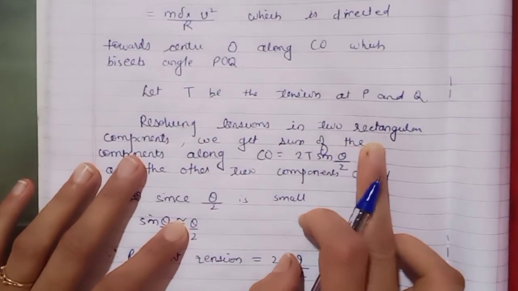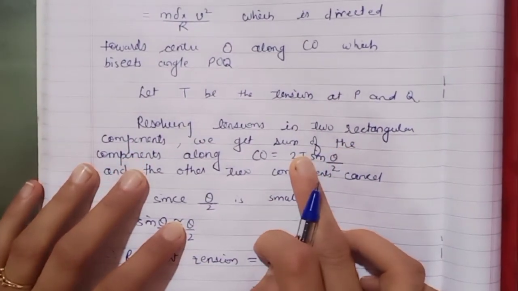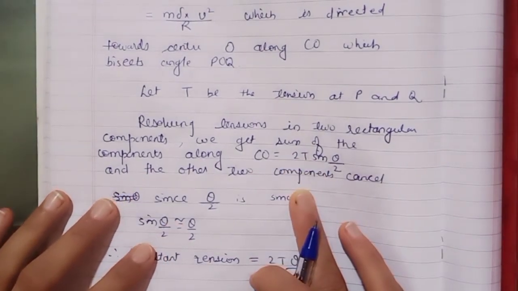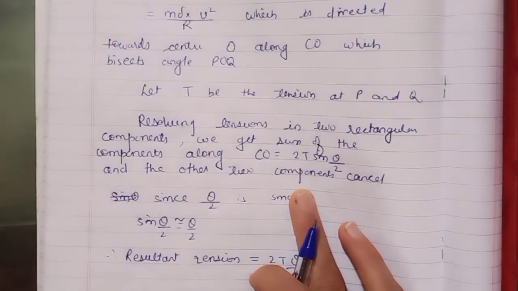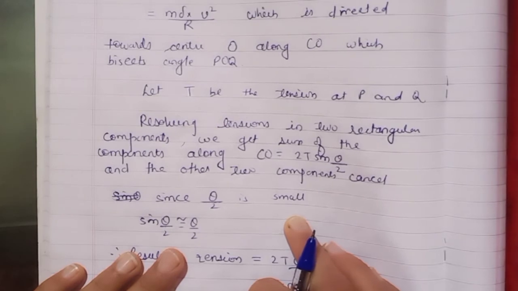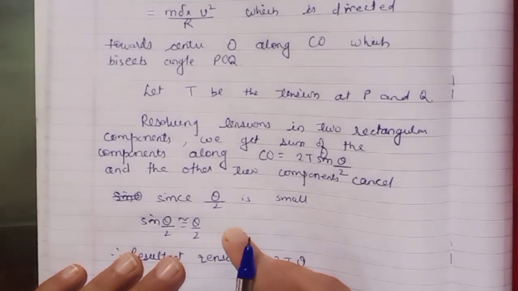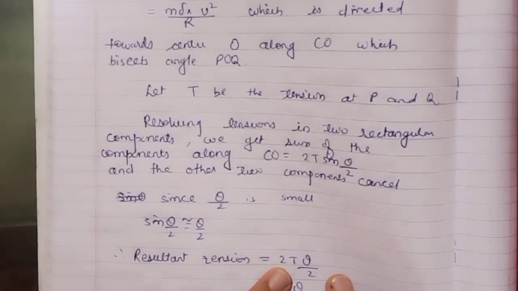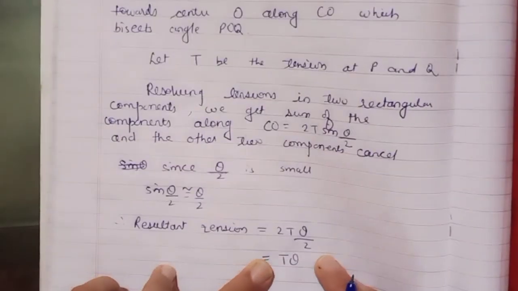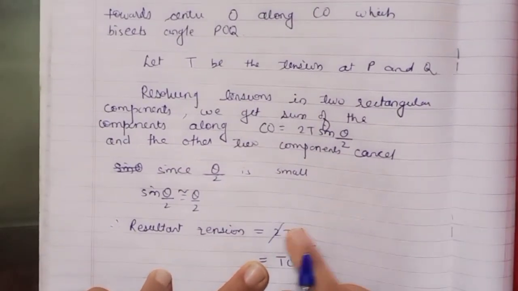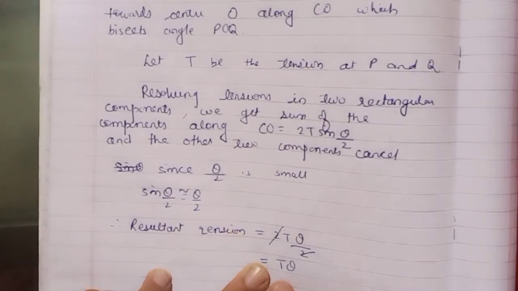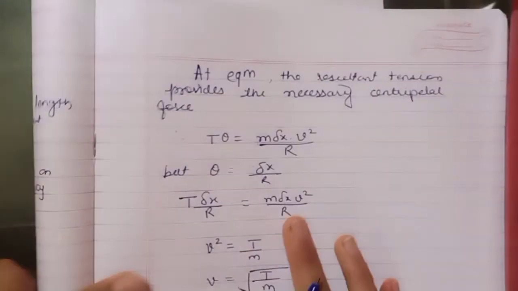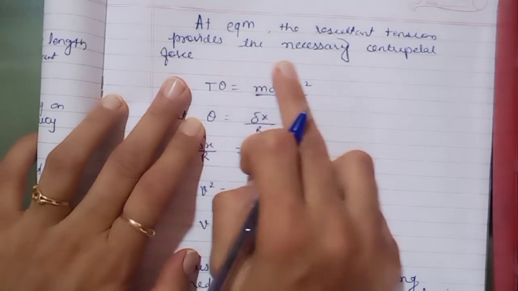Resolving tension into two rectangular components, we get the sum of the components along CO equal to 2T sine theta by 2, and the other two components cancel each other as they are equal in magnitude and opposite in direction. Since theta by 2 is small, sine theta by 2 is approximately theta by 2, so the resultant tension 2T sine theta by 2 can be written as 2T theta by 2. Cancelling 2, we get T theta. This resultant tension provides the necessary centripetal force at equilibrium.